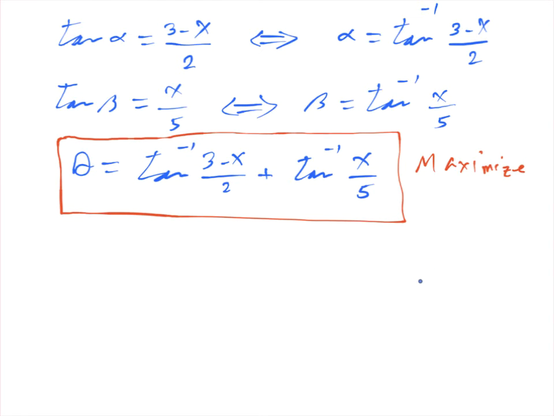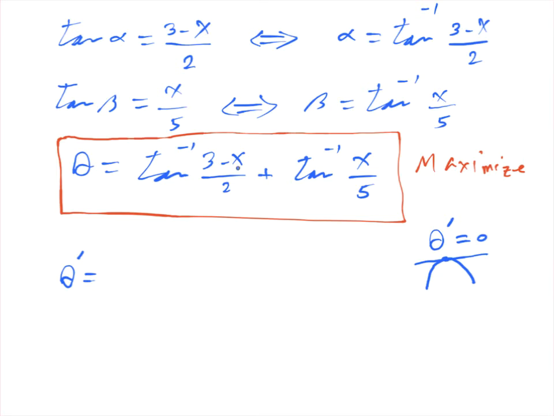So to find a maximum of any function, just like the previous problem, we know at the local max the derivative, in this case theta prime, has to equal 0. That's where the maximum is. So we find the derivative of theta. From this point on, the problem is computational.